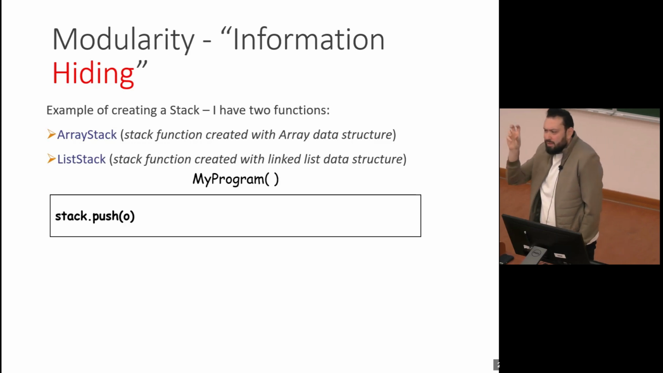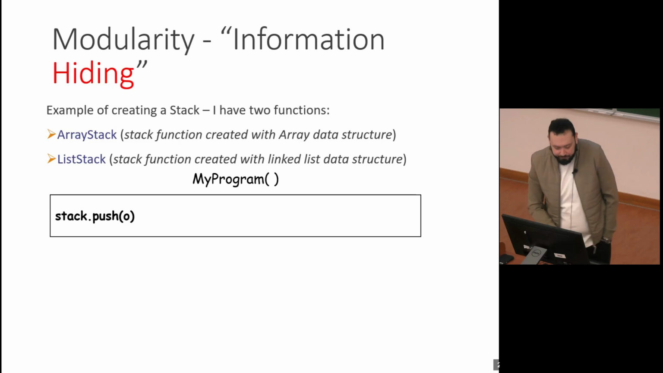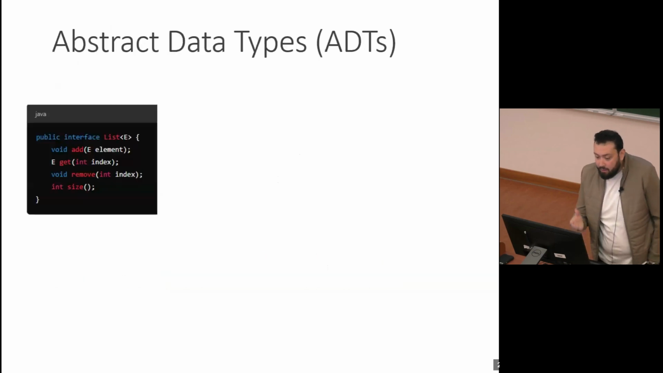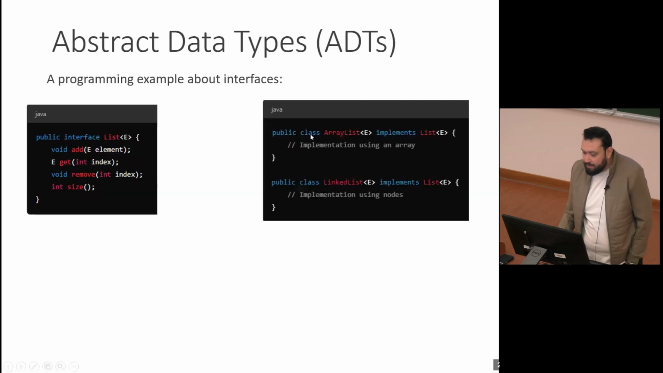They hide the most important stuff. Why would you change a double to a character, right? My program can reference either stacks and still execute correctly since both implementations display the same behavior. An example here in Java. I have this public class array list and then public class linked list, and I have this interface, which will have add, get, remove, and size of a list.